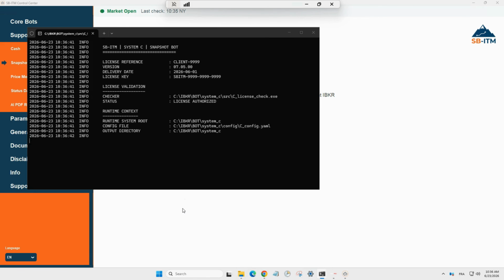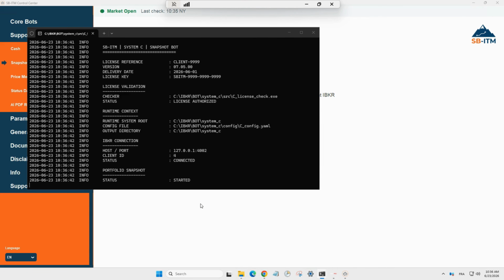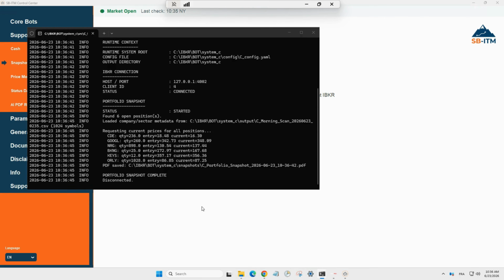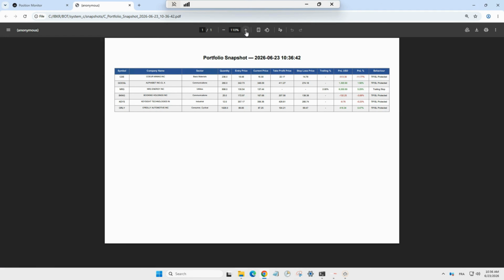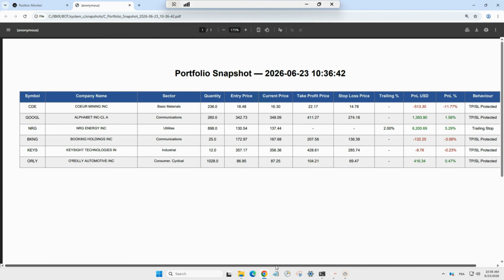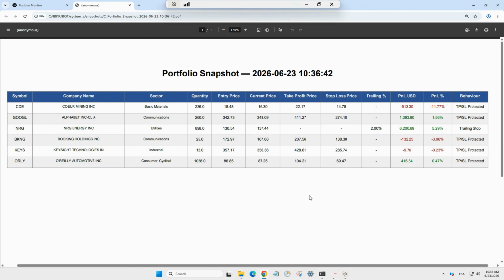After AGX has been closed, the Snapshot bot gives an updated view of the remaining open positions. The report confirms that the portfolio is still protected, with current prices, profit and loss, protection status, and trailing stop information when applicable. NRG is now managed by the trailing final stop level, while the new positions are already being monitored. Let's now run the cash bot to update the portfolio cash view.